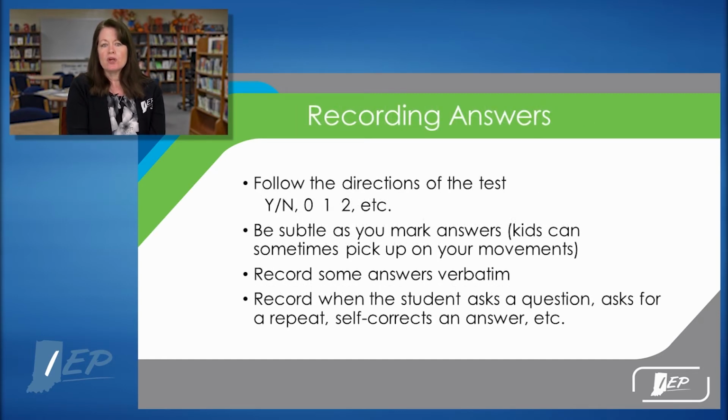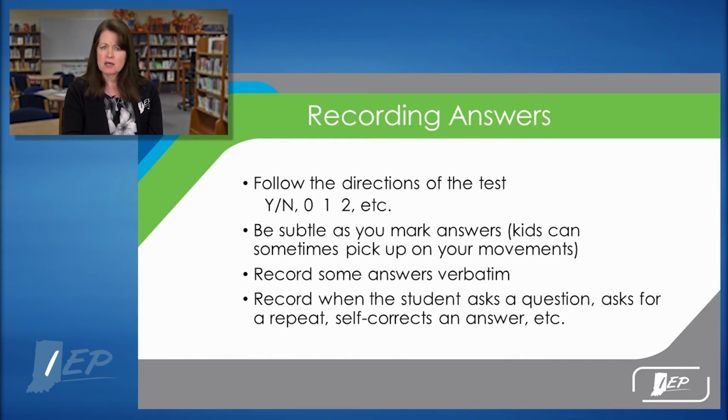When we're recording answers into the actual test protocol, you need to follow the directions of the test. So some things specifically have us marking yes or no. Others will have us marking 0, 1, or 2, or 1 or 0. It just depends again on the particular test, and a subtest may tell you something different.